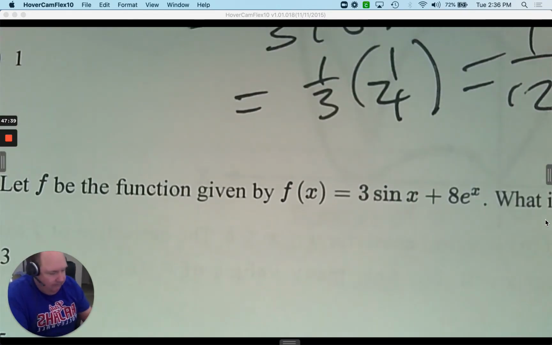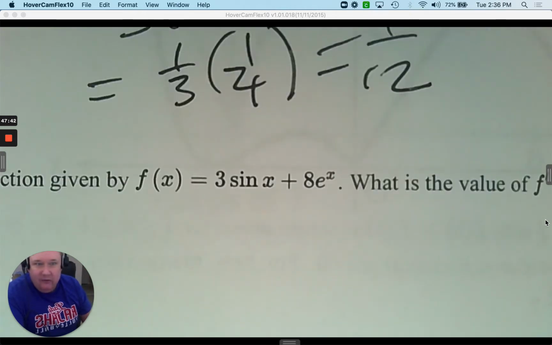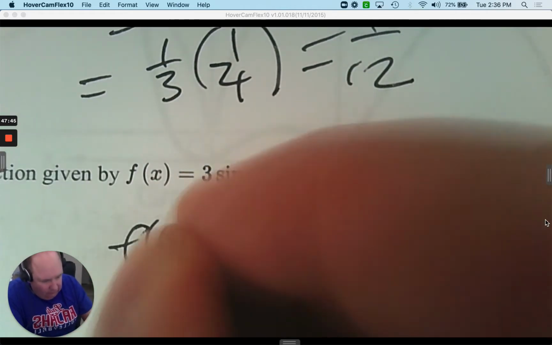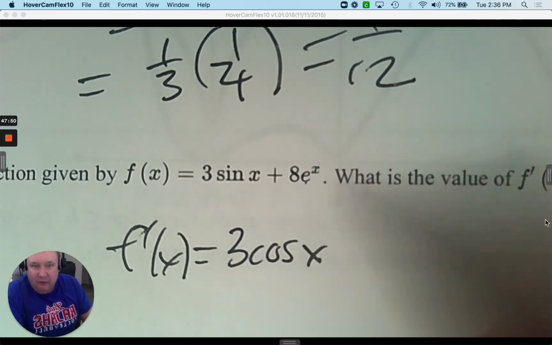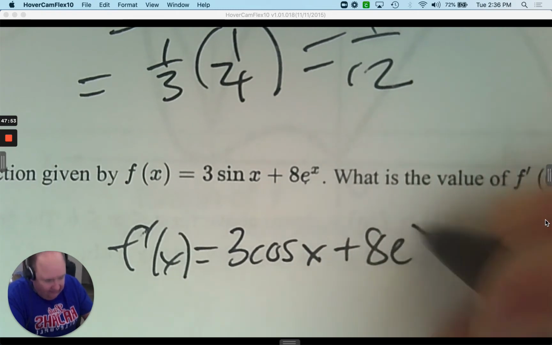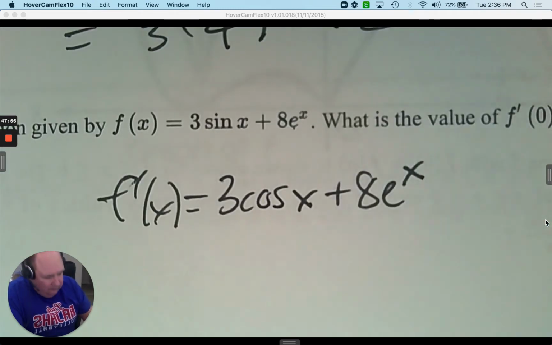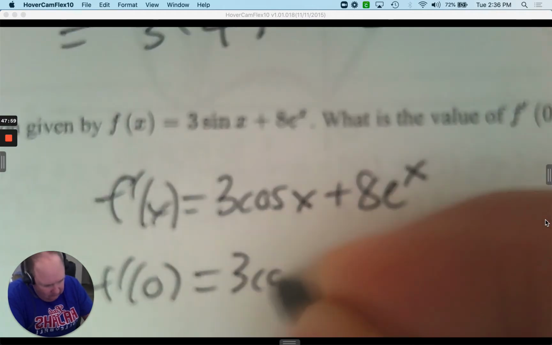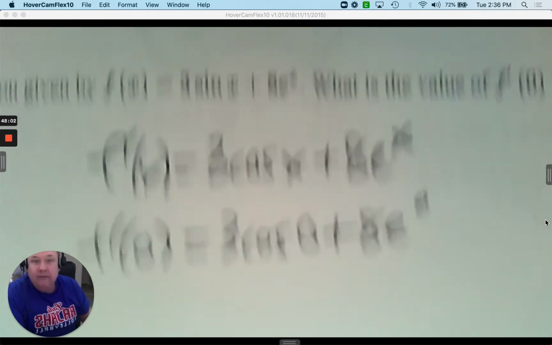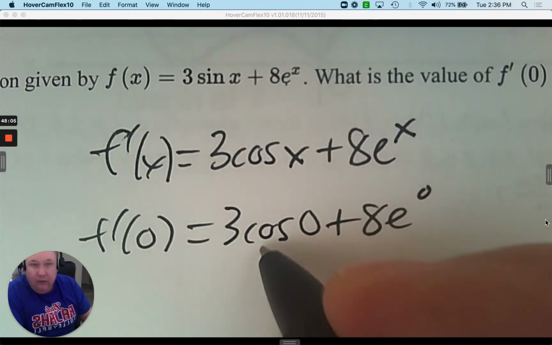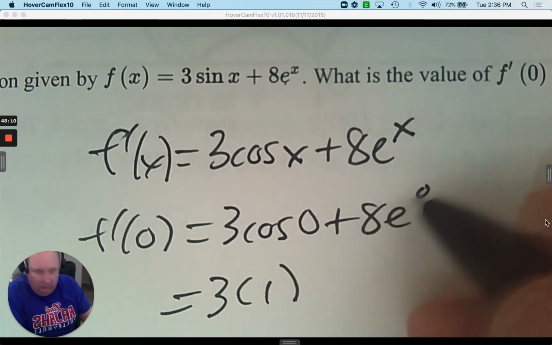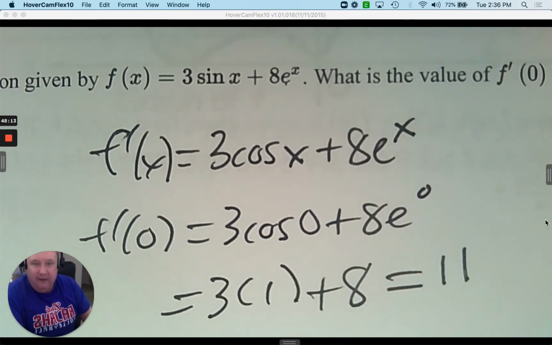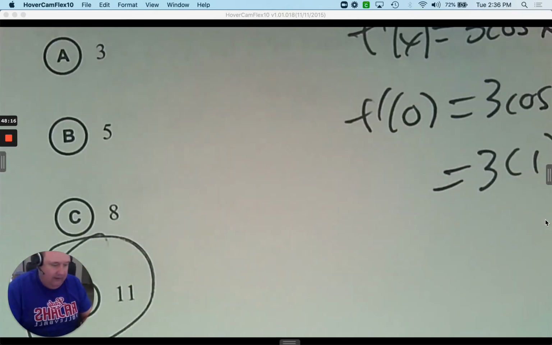Number 31. Let f be that function. What is the value of the derivative at 0? Let's go. The derivative for 3 sine x is 3 cosine x. The derivative of 8 e to the x is 8 e to the x. Those are my rules. At 0, plug it in. The value of cosine at 0 is 1. And then e to the 0 is 1, so that value is 8. So we put it all together, and the answer is 11. Number 32.